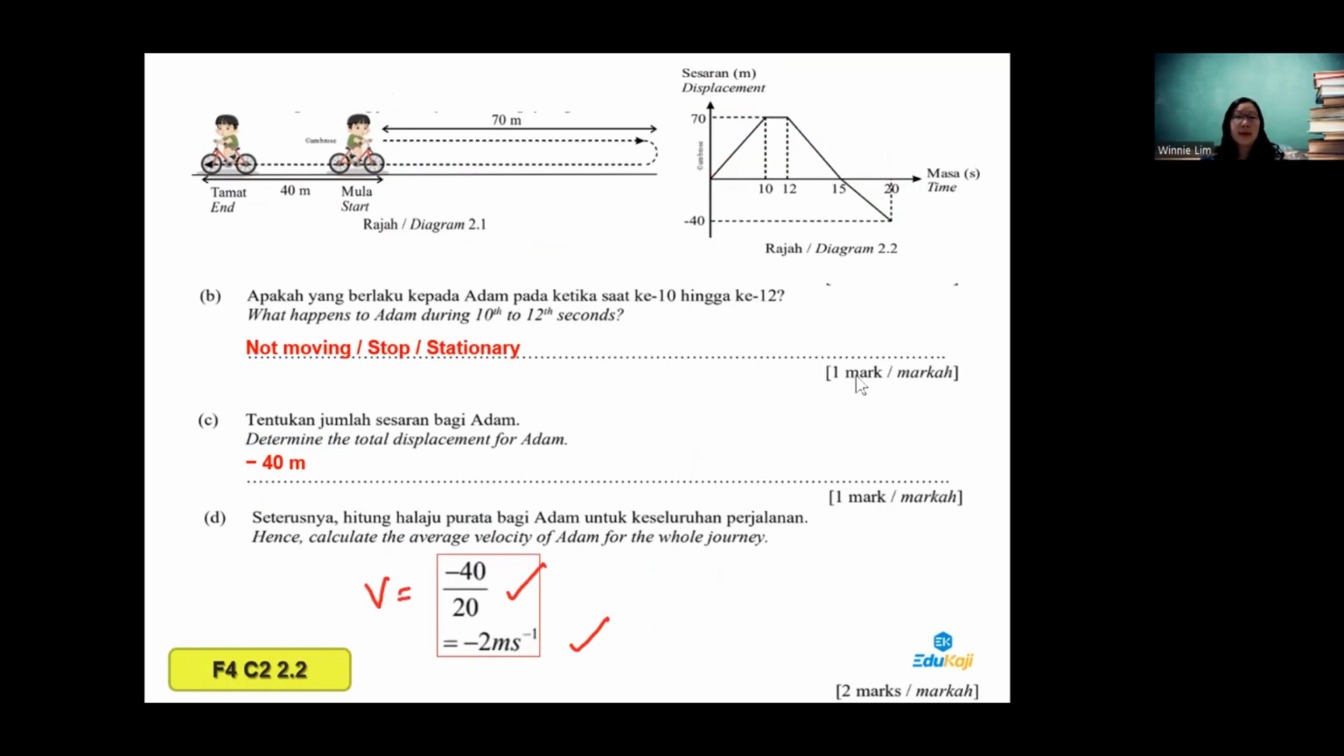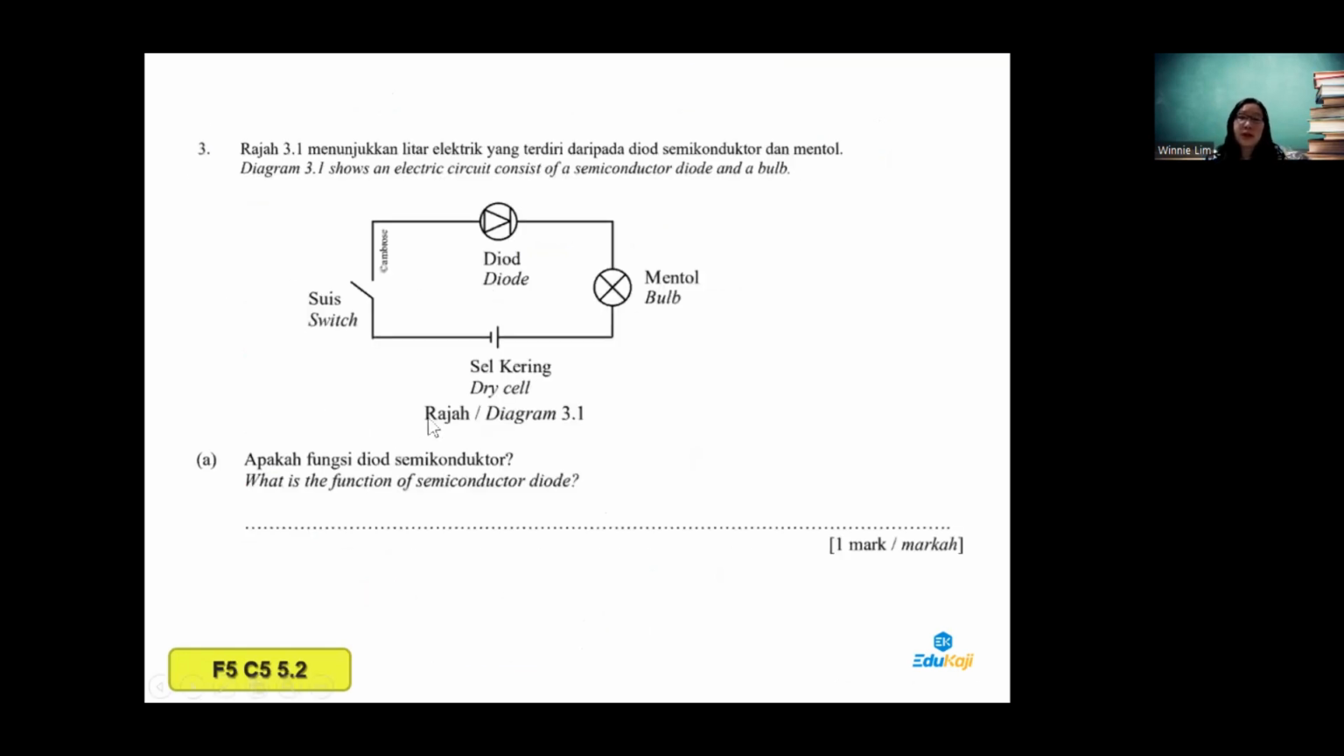Okay, question 3. Question 3 is from chapter 5, electronics, regarding the semiconductor diode. So diagram 3.1 shows an electric circuit consisting of a semiconductor diode and a bulb. Okay, what is the function of a diode? Generally, the function of a diode is to allow current to flow in one direction only.